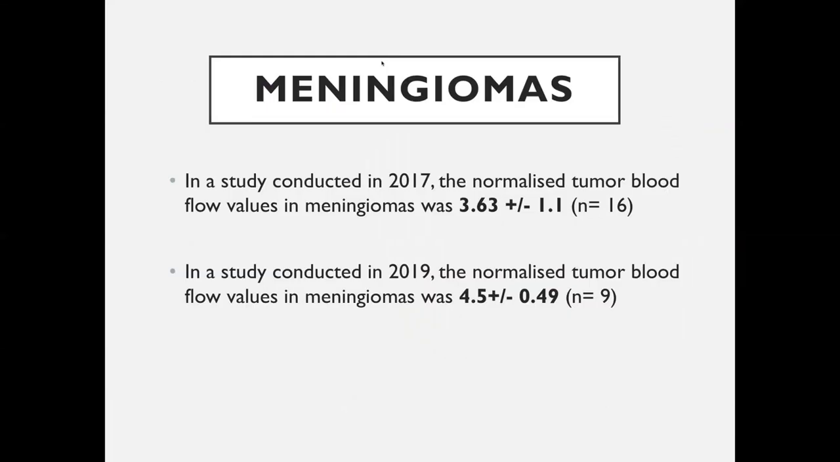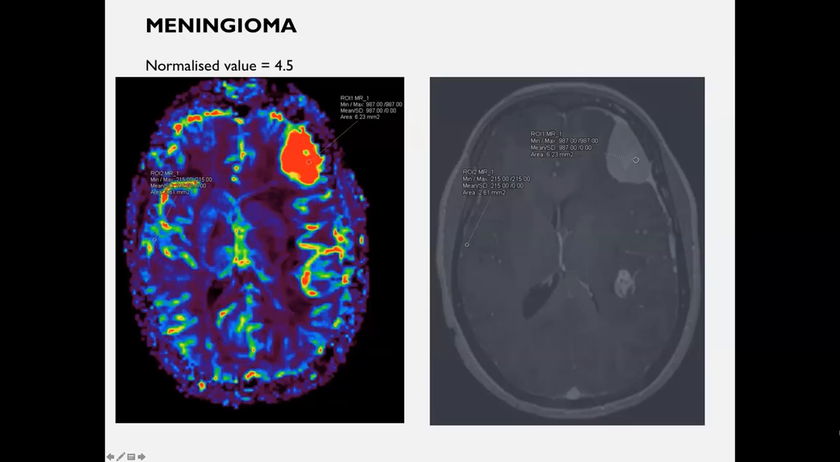Now, another important and interesting set is meningiomas. Meningiomas are really perfused tumors. In a study in 2017, we had a good sample size, and we got values around 3.63. In 2019, the sample size was 9, and we got around 4.5. Now, what I want to discuss with you is that meningiomas are really hyperperfused tumors.